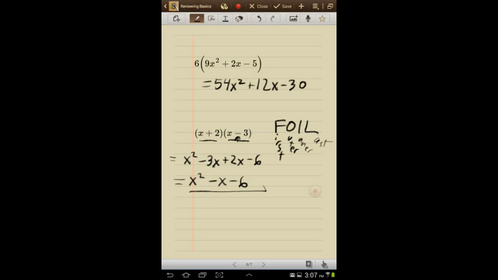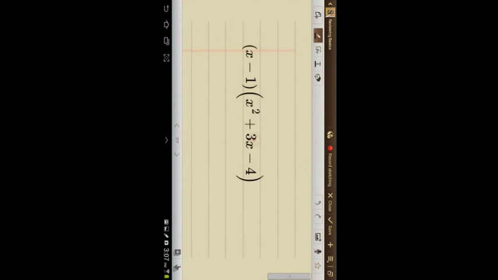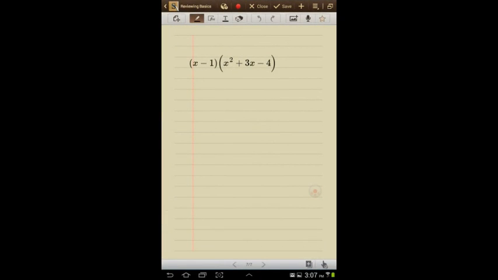One more example. It's a little longer. This is why I don't like using FOIL as much. It's just remembering it is the distributive property. Because that whole outer, inner, last thing doesn't work quite that well with this. We need to take the x times all of that. x times x squared is x cubed. x times 3x is 3x squared. x times negative 4, negative 4x.